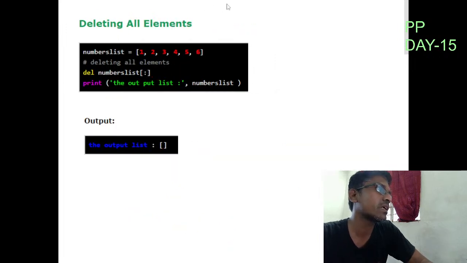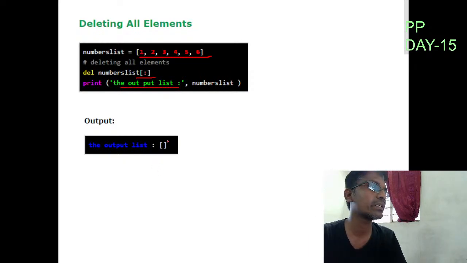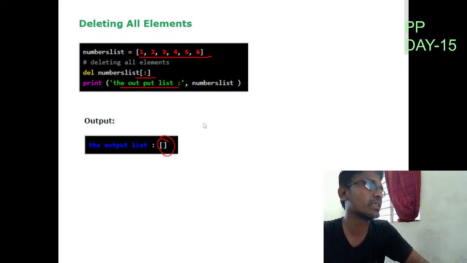So next one, deleting all. Now I want to delete all elements from the list. Then I will simply use colon. Here the colon indicates that I'm not going to specify the starting index and the end index, so I simply write colon. Then it will delete all the elements from the list. And if you try to print the number list, it will print an empty list. Why? Because you deleted all the elements from the given list. So that is deleting all elements.